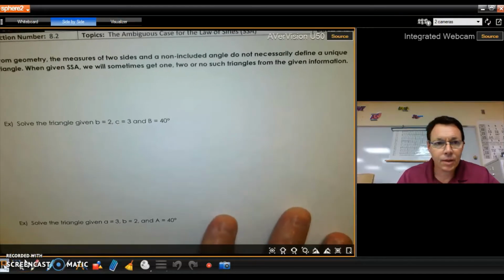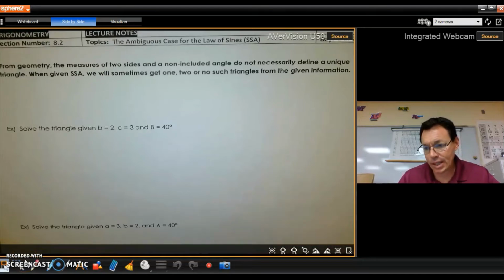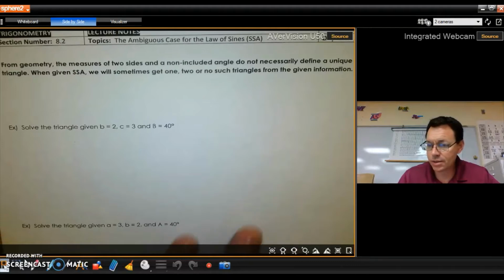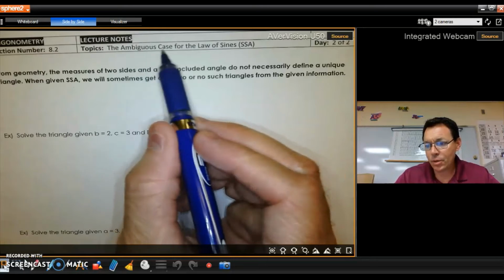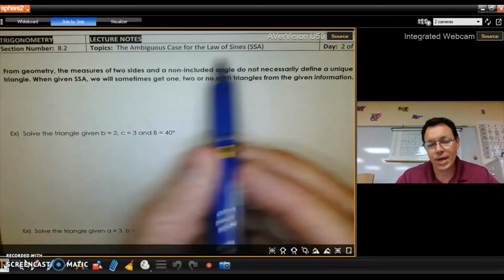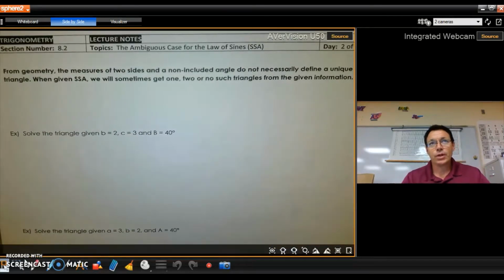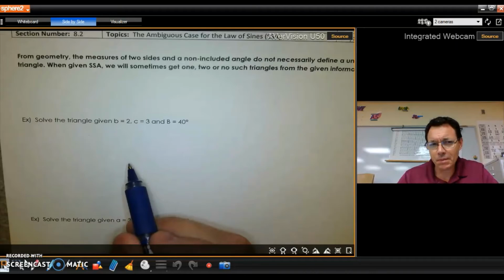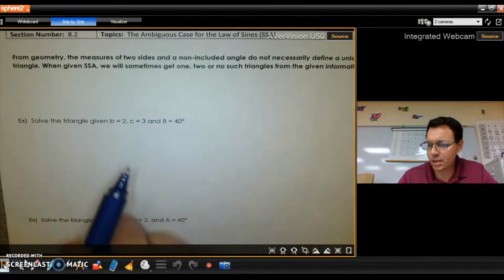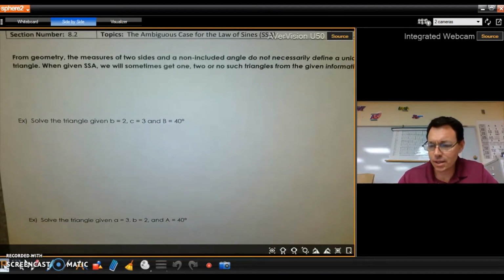Hey guys, today we're going to spend our second day on the law of sines. So we're still going to be working with the law of sines. But if you look at the topic today, it's called the ambiguous case for the law of sines. Now, ambiguous means that we're not really certain about something, or like what's going on. And so I'm going to explain this while working through this problem. I'll explain what ambiguous means here in a second when it pertains to this picture.